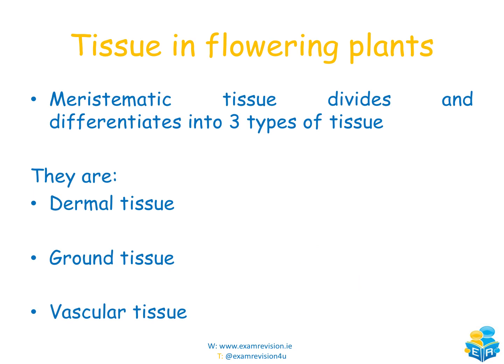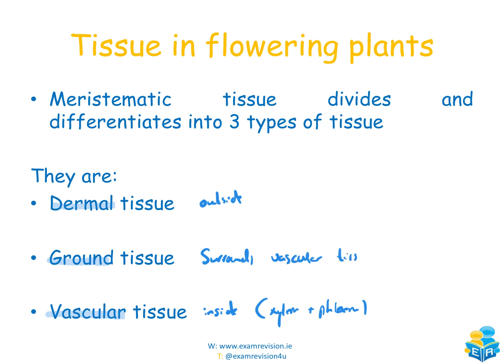So we've already mentioned there about the tissues in flowering plants. Many times we've mentioned the dermal tissue, the ground tissue, and the vascular tissue. So the dermal tissue is more towards the outside. The vascular tissue is more towards the inside. That's the xylem and the phloem. And the ground tissue surrounds. Okay, so it surrounds the vascular tissue. It's in between the vascular tissue and the dermal tissue.